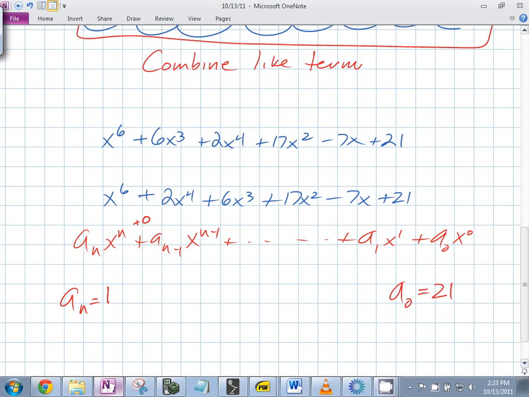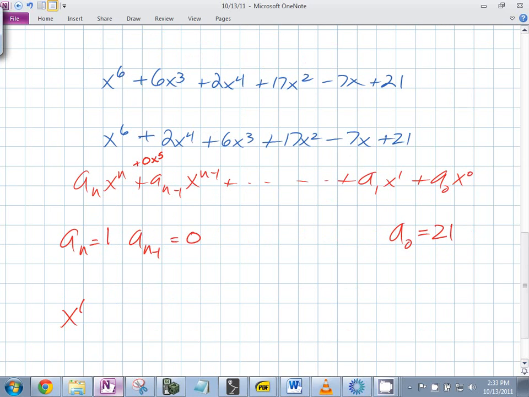Wait, ready? Explaining on this. X to the 6th plus 0 x to the 5th plus 2 x to the 4th plus 6 x cubed 17 x squared. Did that change the polynomial? Have I changed anything? What's the only thing I added in? I added in 0, so did I change the value? No.